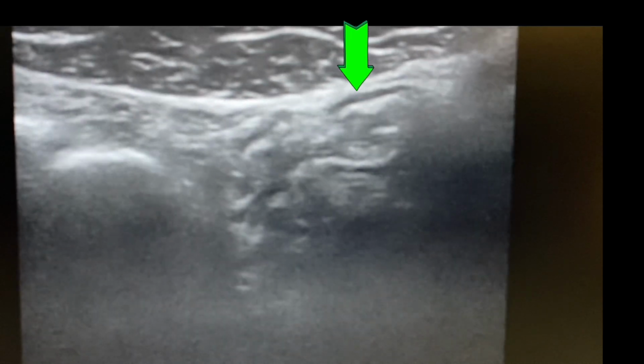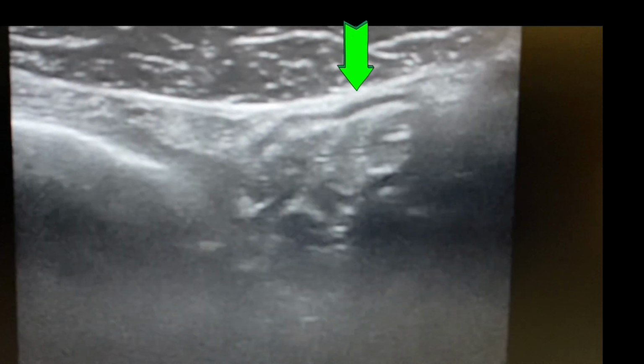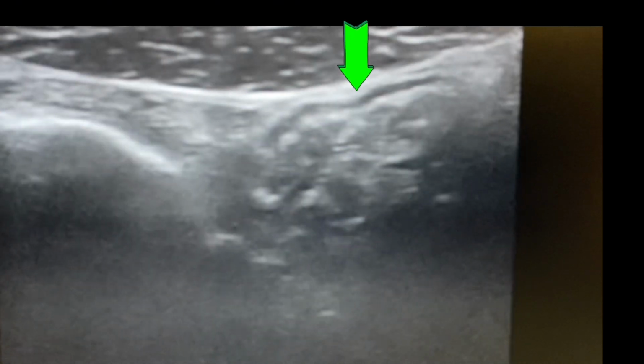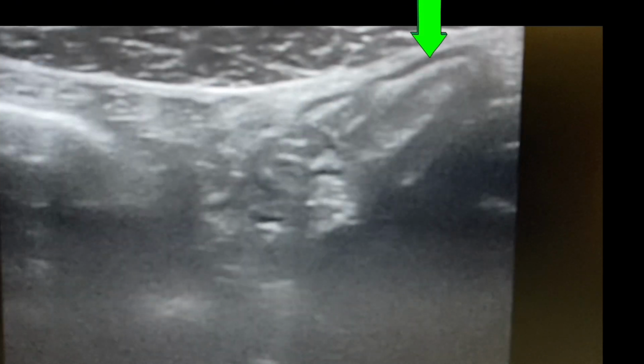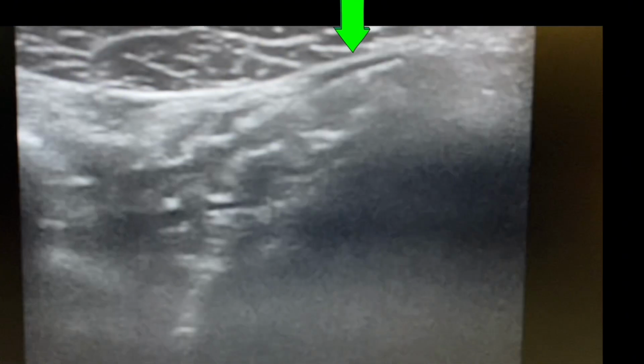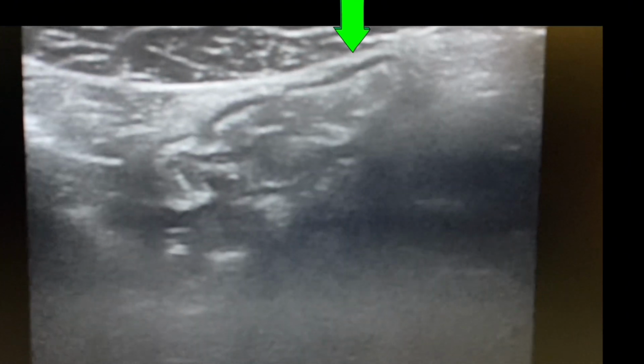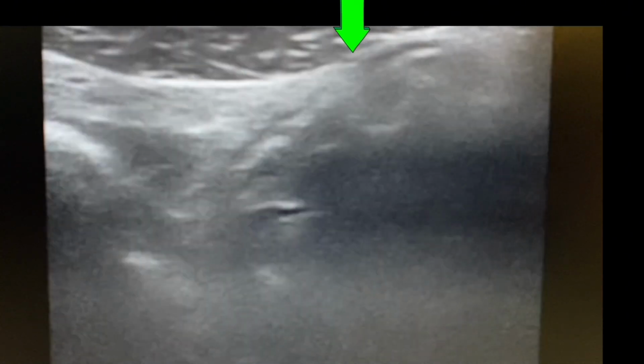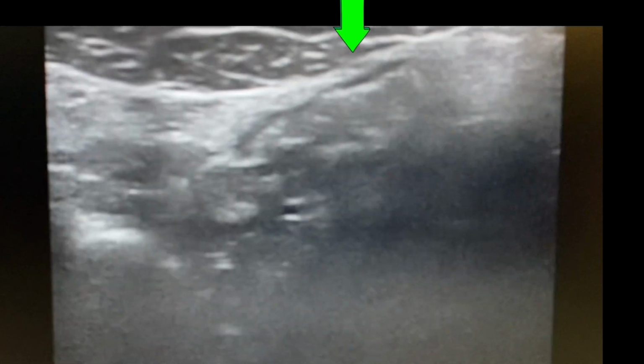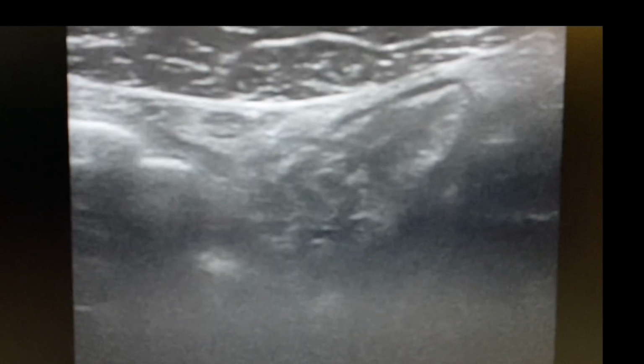Now here is also some part of the intestine that is dilated, and we see an echogenic line. This is the mucosal layer, and a hypoechoic line. This is the muscularis propria of the small intestine.